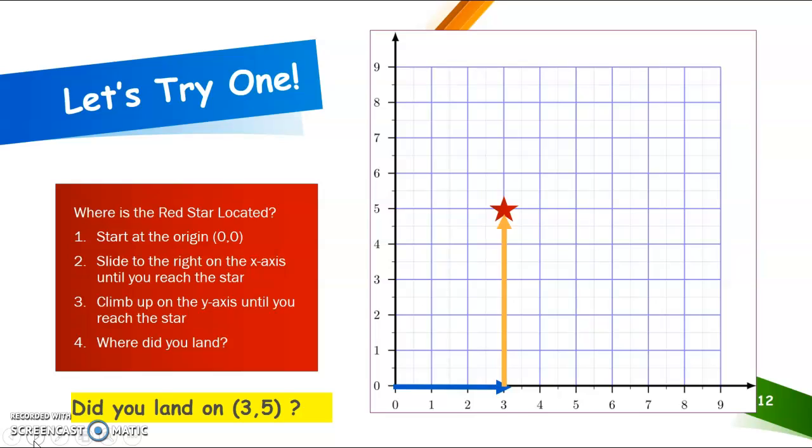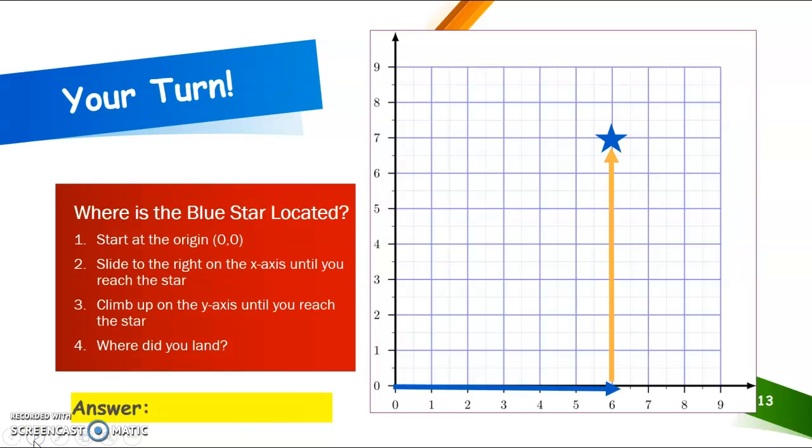Let's try one more. Where's the blue star located? Well, we're going to slide over to the right until we reach where the star is located, and then we're going to go straight up.